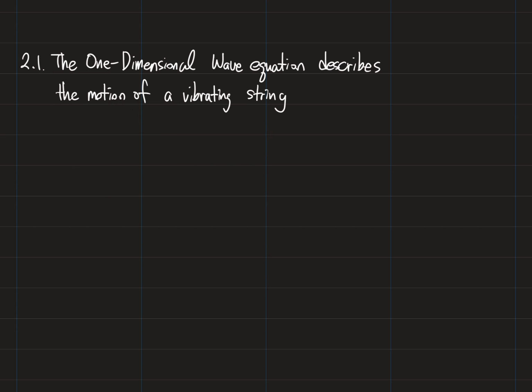Section 2.1, the title is the one-dimensional wave equation describes the motion of a vibrating string. The important keywords are vibrating string and wave equation. To begin our study of quantum wave mechanics, we will start with the most intuitive and classical example, the motion of a vibrating string.